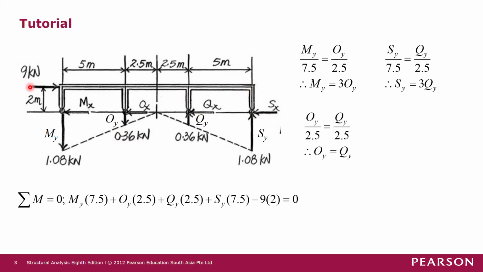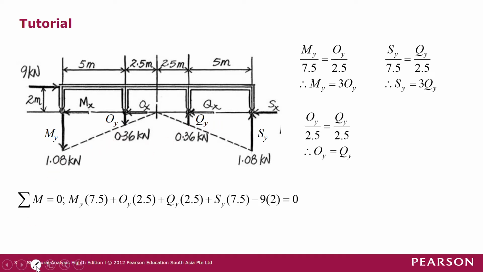And then we have a 9 kilonewton force going from left to right. The unknown forces in the hinges, we just put from right to left for equilibrium purposes. So all these are unknown forces: Mx, My, Ox, Oy, Qx, Qy, and Sx and Sy. They are all unknown forces.